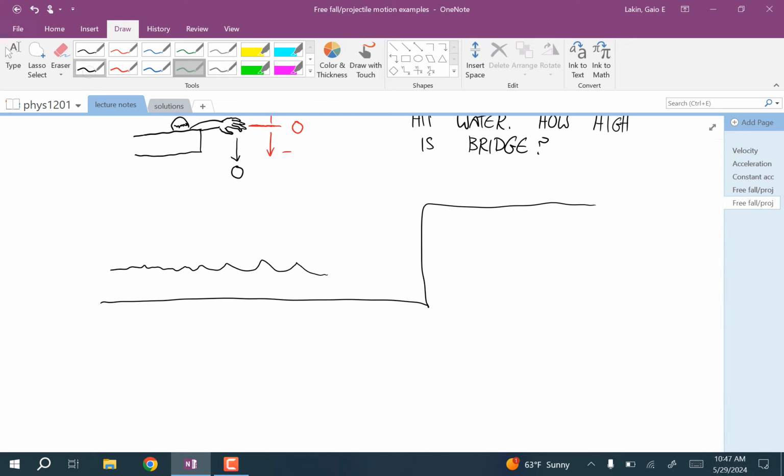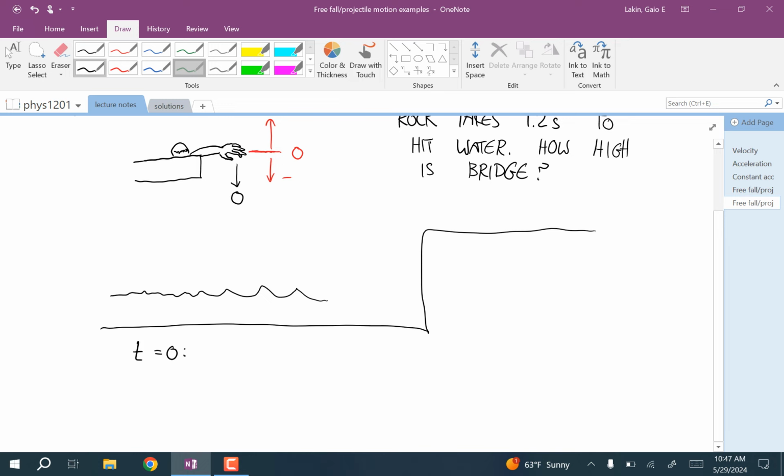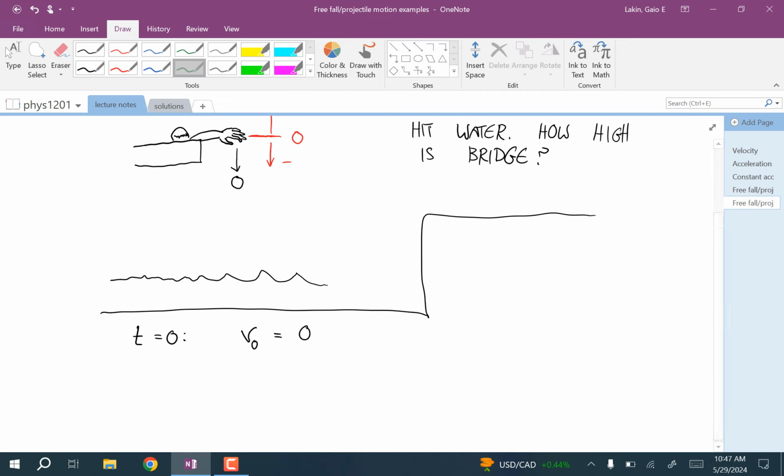Okay, so what do we know? At time equals 0, that's when we turn the stopwatch on. We know that the position is 0. That doesn't come into any of the equations. I'm not going to write that. We know that the velocity, and that's what we call v sub 0, is equal to 0 because it's dropped from this bridge, so it doesn't have any velocity.